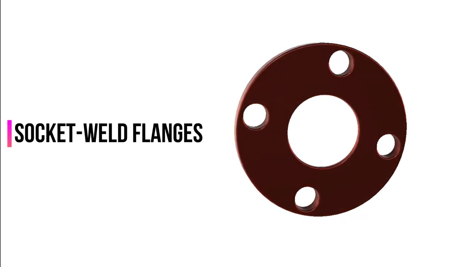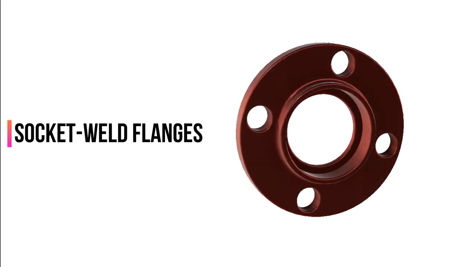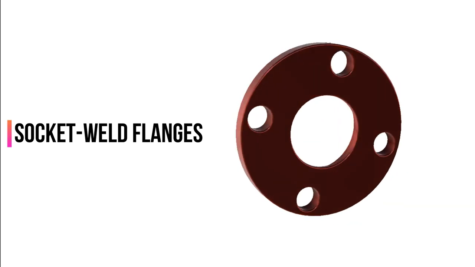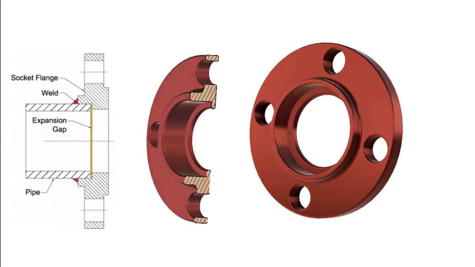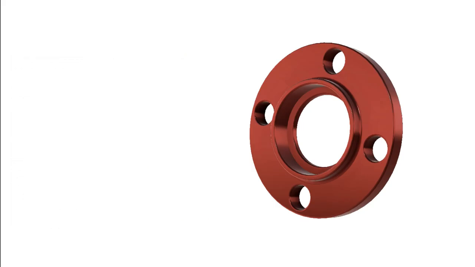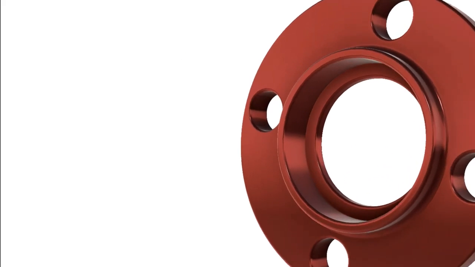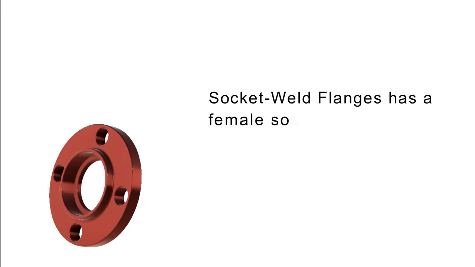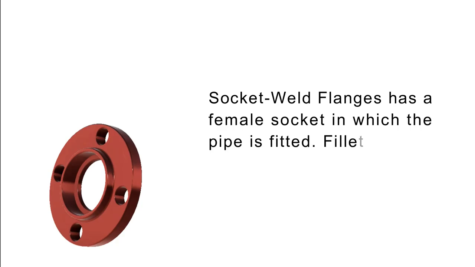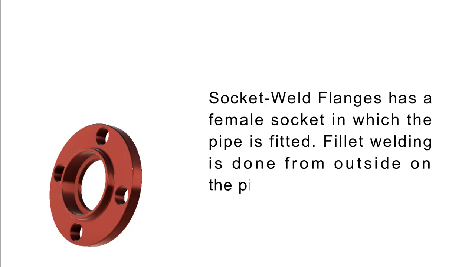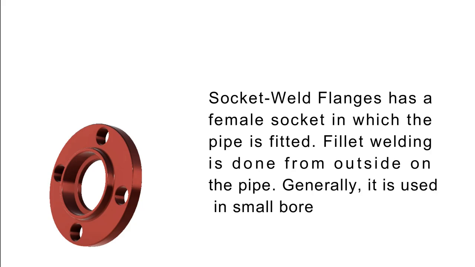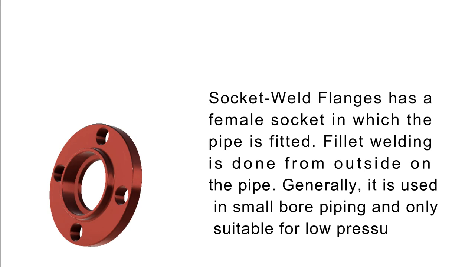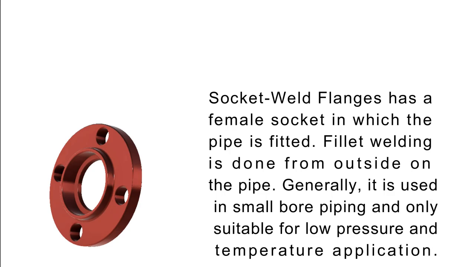Socket weld flanges. Socket weld flanges have a female socket in which the pipe is fitted. Fillet welding is done from outside on the pipe. Generally, it is used in small bore piping and only suitable for low pressure and temperature application.